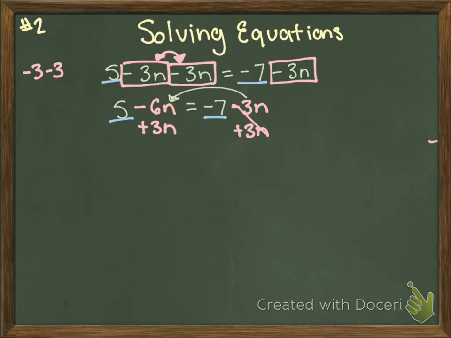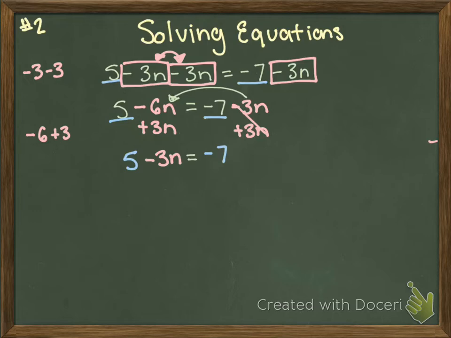So bring down what you already have. We have 5. Now, we have to do negative 6 plus 3. That's what we're doing here. Negative 6 plus 3 still gives me negative 3n. Make sure you put that negative as your sign. Then we have our equal sign, and we bring down the negative 7 because we haven't touched it yet. Now, all of our variables are on the left side.